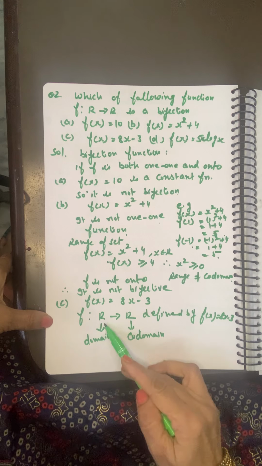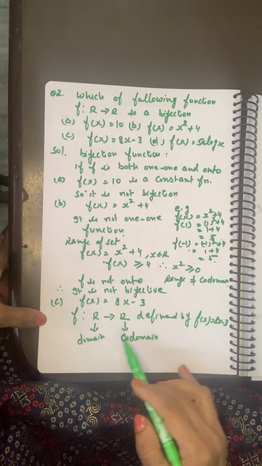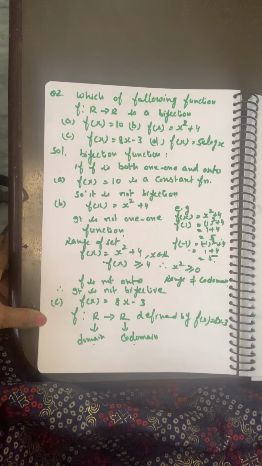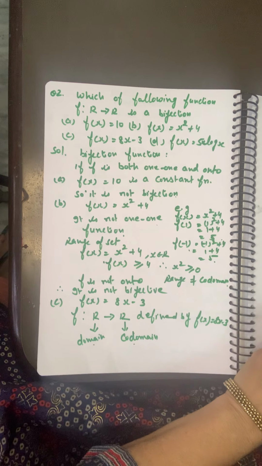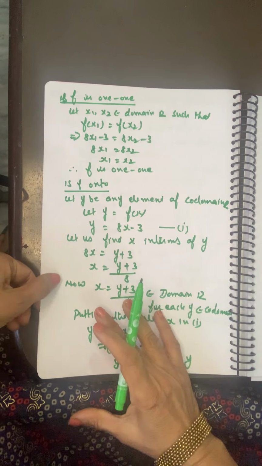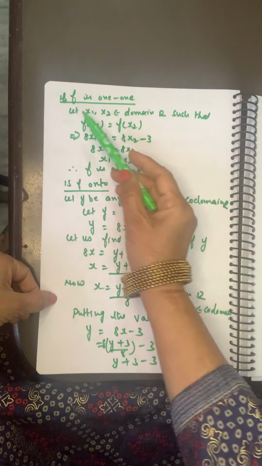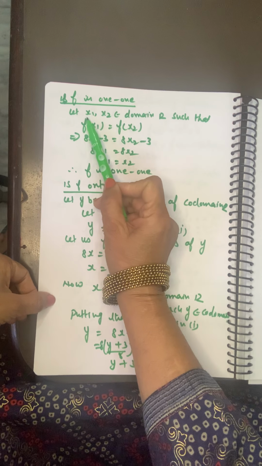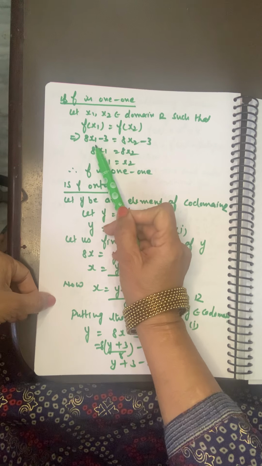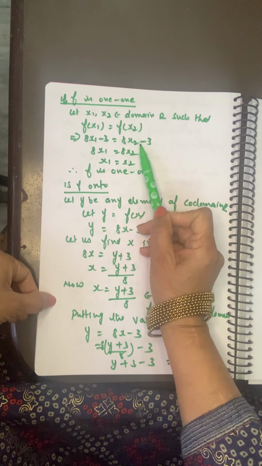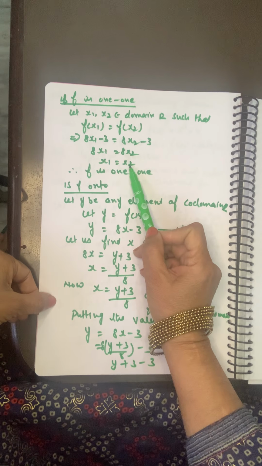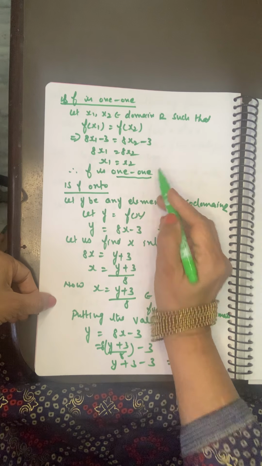The function f is mapping from R to R defined by f(x) equal to 8x minus 3. This is the domain and this is the codomain. You know it is a linear equation. A linear equation is always 1-1 and onto. For f to be 1-1, you take x1, x2 belonging to domain R. f(x1) equals f(x2), so 8x1 minus 3 equals 8x2 minus 3, 8x1 equals 8x2, x1 equals x2. So f is a 1-1 function.